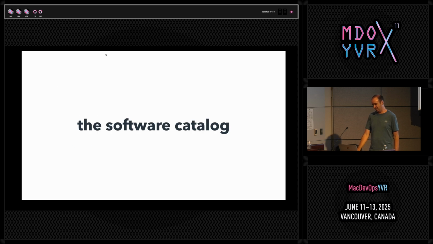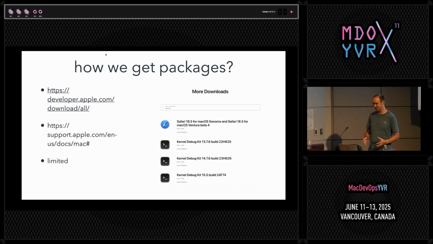So, the software catalog: how do we get packages from Apple, signed packages from Apple? We can go to developer.apple.com, download, and there are a few, but it's very limited. And there is also support.apple.com, but again, it's a limited set of packages.